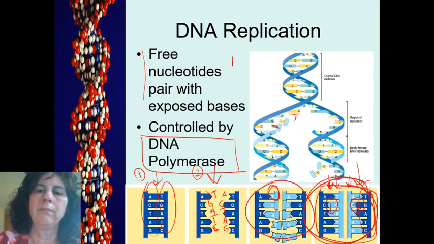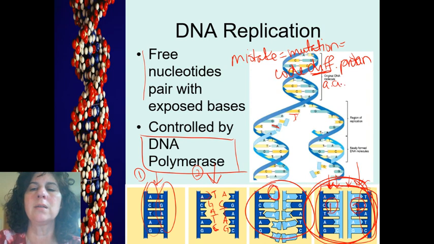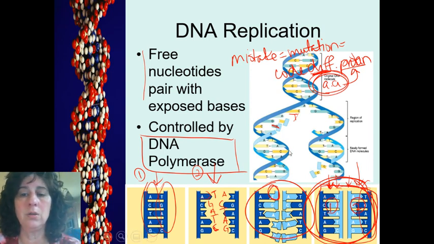Because a mistake that goes unchecked is a mutation. A mutation means it codes for a different protein. And if I change my protein, I change my amino acid sequence, right? Then I change the function. So if I bring in the wrong amino acid at the wrong spot, I make a different protein, I don't get what I need for my cell to do the cellular work. So that would be something you want to limit.